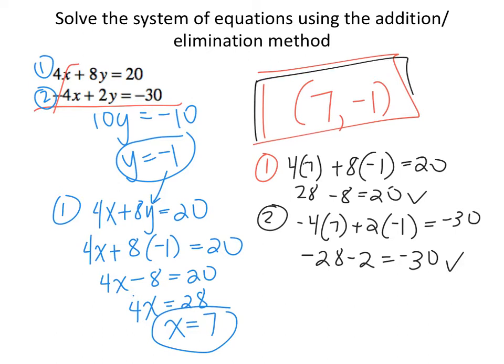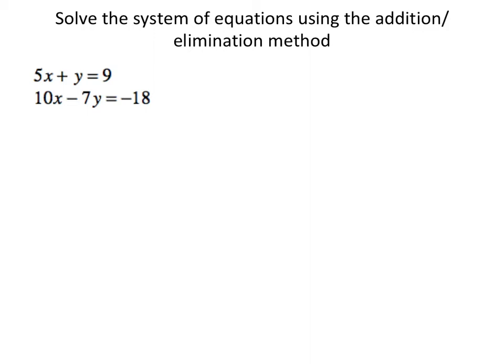So my solution is x is 7, y is -1. But presenting it nicely in a coordinate pair, I have (7, -1). Moving on to the second problem, I noticed that neither of my variables have the same number, different sign in the two equations. So I actually want to choose one that would be easy to work with.